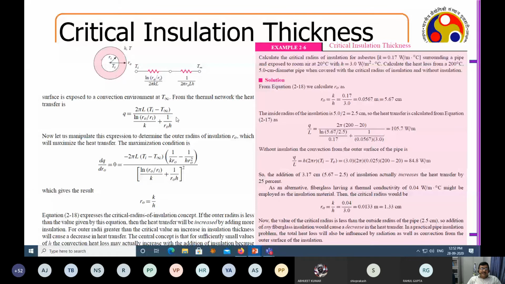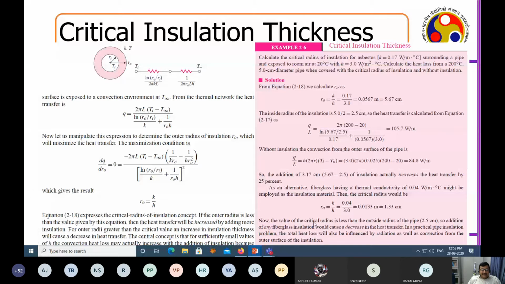Now, if I take dq by dR0, where dq is the rate of heat transfer with respect to the radius, and put this to be 0, that means I am looking for a maximum or minimum. I will get a correlation which is R0 equal to K by H for this system. What does it mean? If you have a fluid inside, there will be two modes of heat transfer. One is the heat conducted through the wall, and the other is the heat convected at the outside wall.